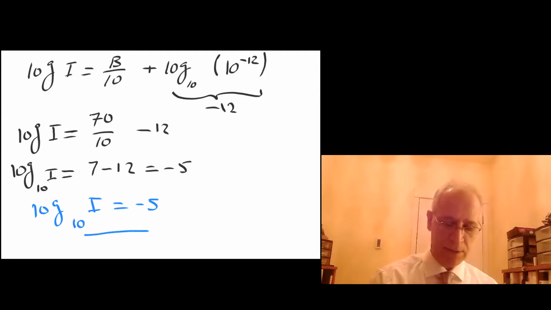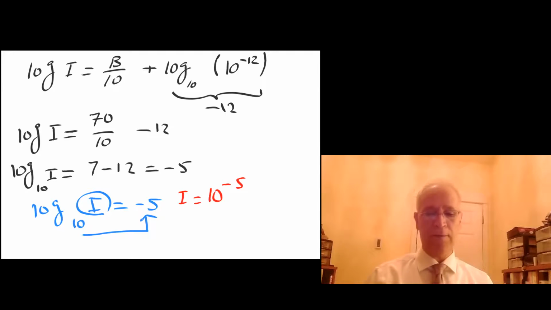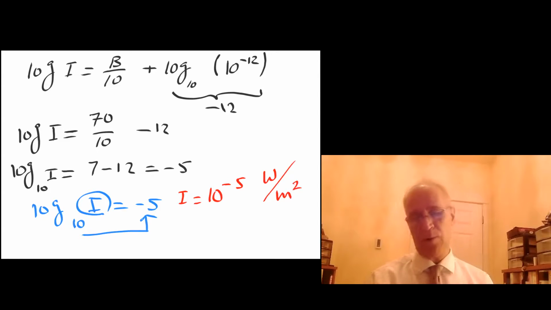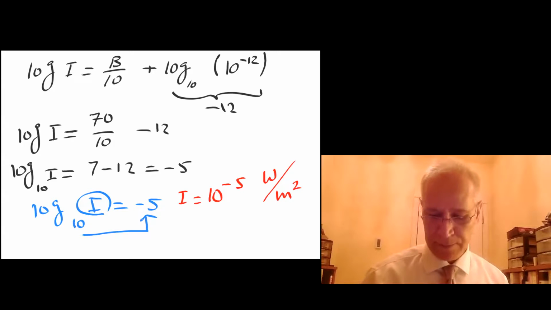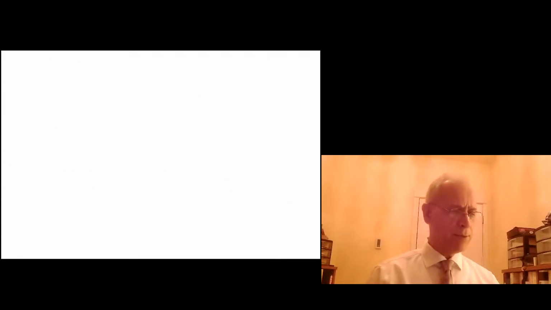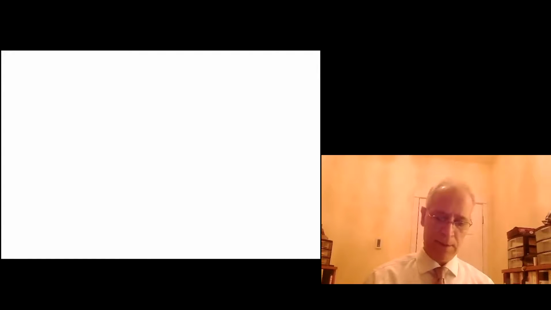Remember that this base to this power equals this argument. So I equals 10 to the negative 5. And we said that the unit was watts per meter squared. Let's do another example. Suppose the intensity of sound, ooh, I like this example.